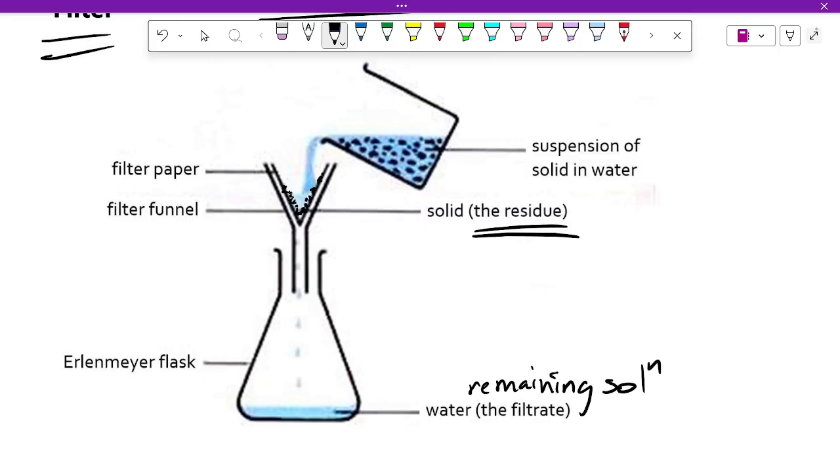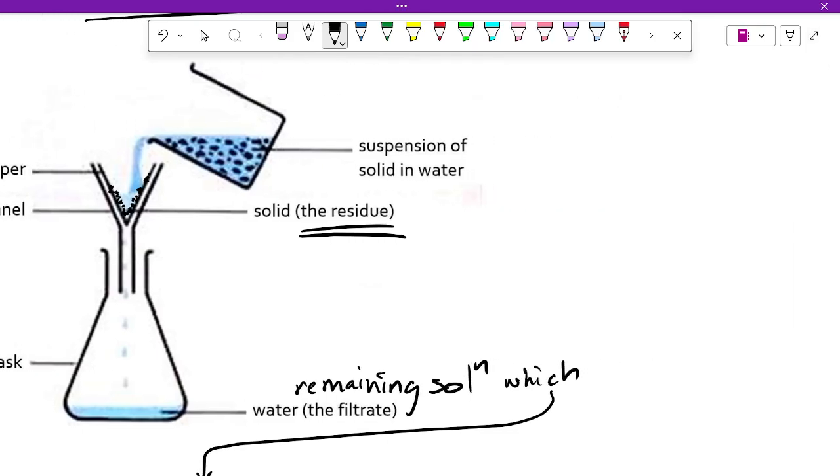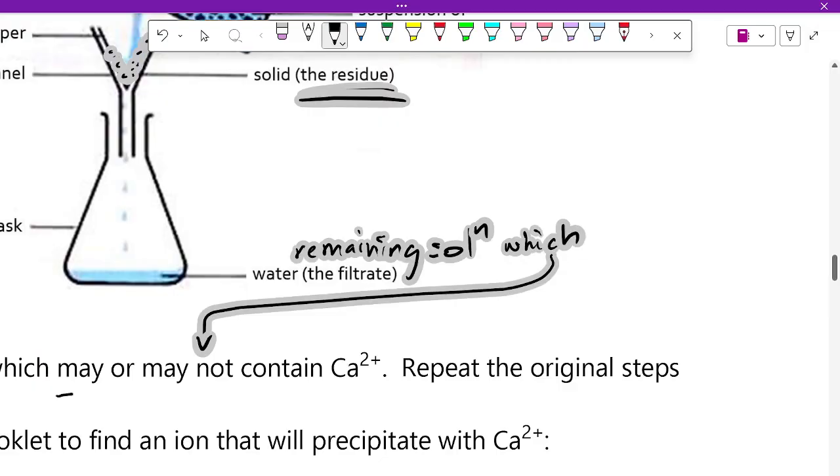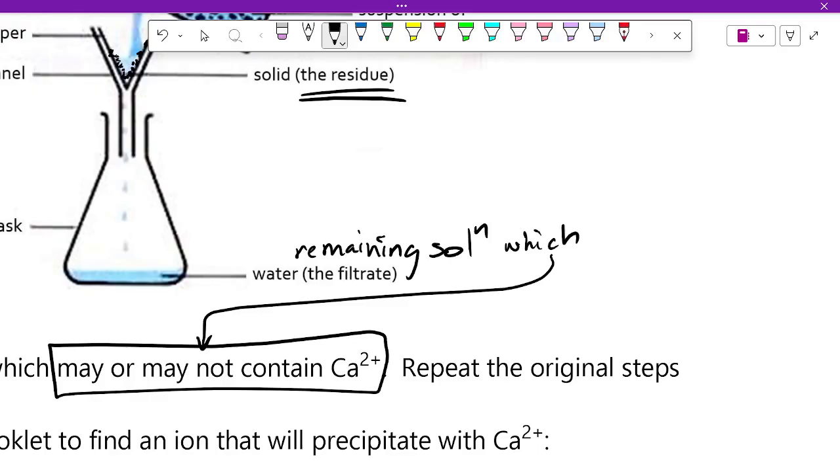which may or may not contain... what happened there? That was crazy. It may or may not contain the calcium ion. Yes?